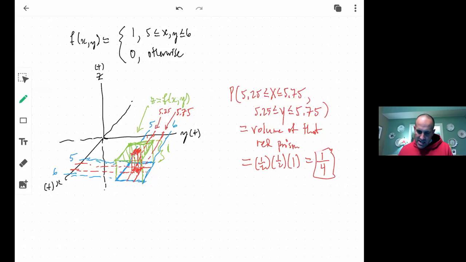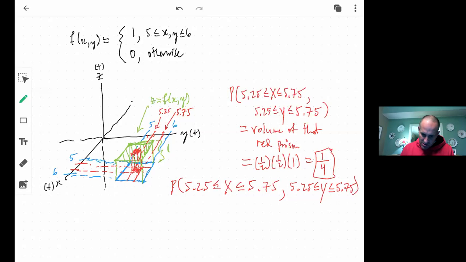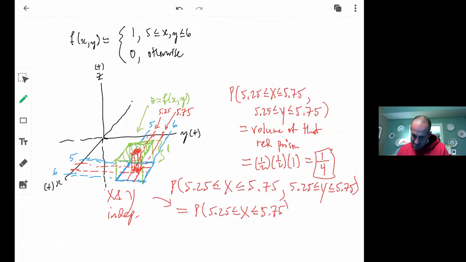Another way that we could have done that, by the way, is the probability of 5.25 being equal to or less than x equal to or less than 5.75, and the same thing happening for y. Well, this is because x and y are independent. If x and y are independent, then this is just going to be the product of these things. It's the probability of 5.25 being equal to or less than x being equal to or less than 5.75 times the probability that the same thing happens for y, but that's the same probability, right? So I can basically just square that.